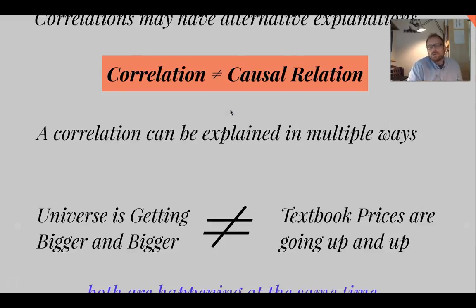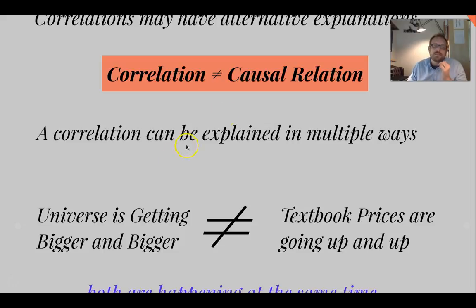For instance, a correlation can be explained in multiple ways, right? There might be different explanations for why you have the correlation. For instance, maybe two events are correlated because they both have the same cause, right? Maybe it's just arbitrary correlation, and so on and so forth, right?